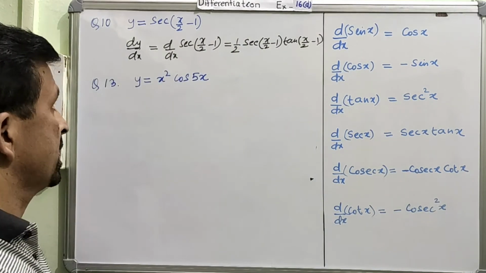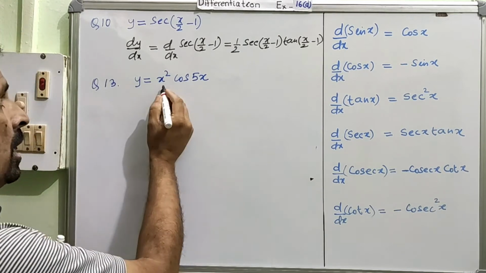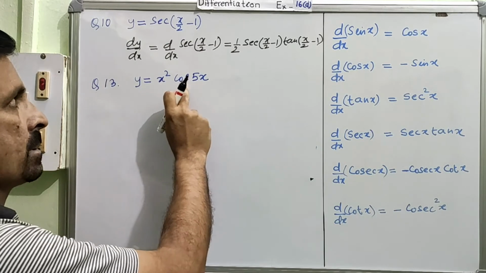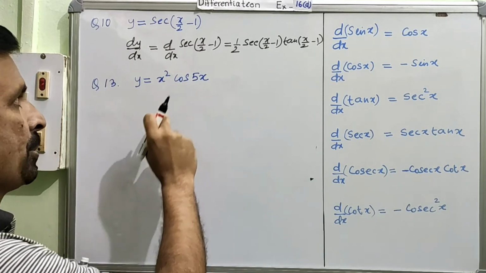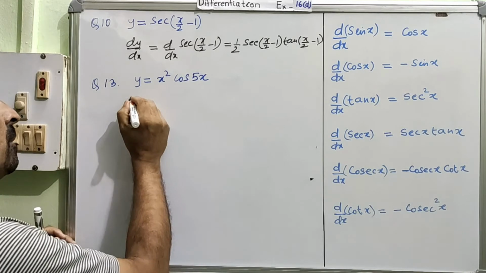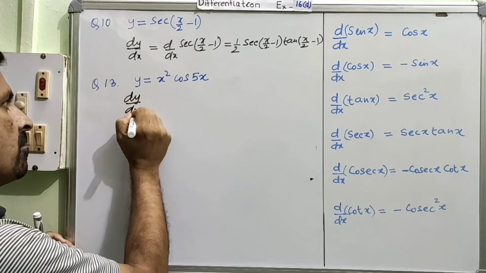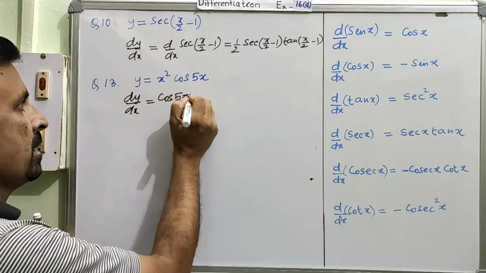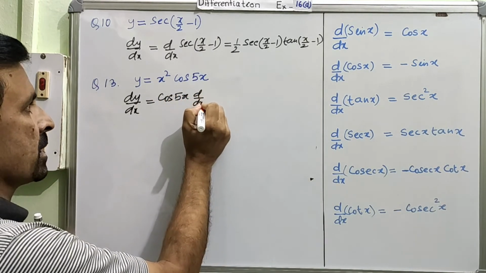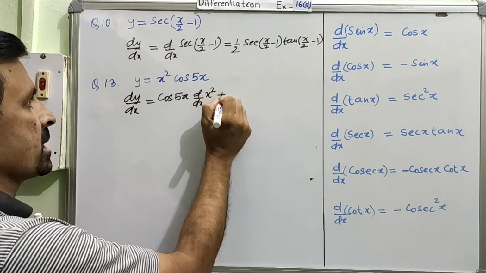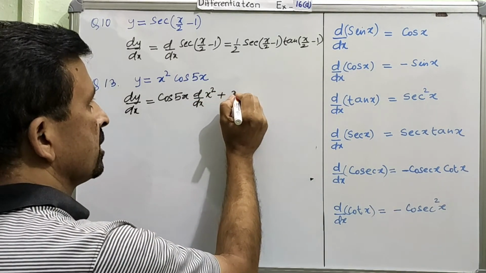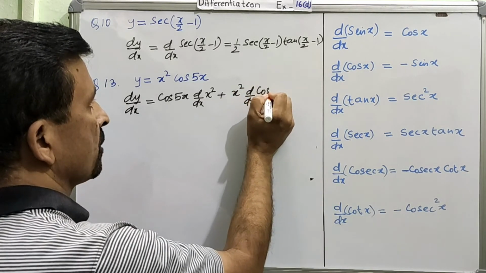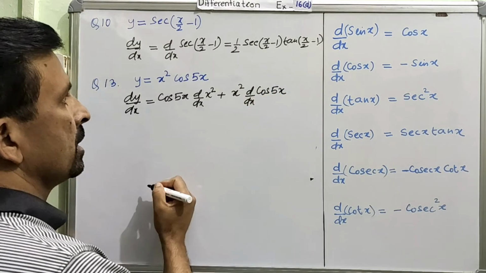Alright, next is question number 13. We have this function given in the form of a product, because this is a combination of an algebraic function as well as a trigonometric function. So we will apply the product rule for this function. Let us begin. dy by dx is equal to cos of 5x will be kept silent, and we'll find the derivative of the first function x square, plus the derivative of the second function. So the first function will be silent now, and d over dx of cos of 5x.